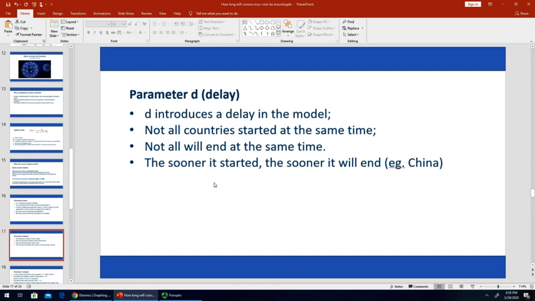The second parameter is D, which introduces a time delay in the model. Not all countries started at the same time, and not all of them will end the crisis at the same time. So the sooner it starts, the sooner it will end. For instance, here we have, as an example, China, which started in December and already reached the threshold about a week and a half ago.